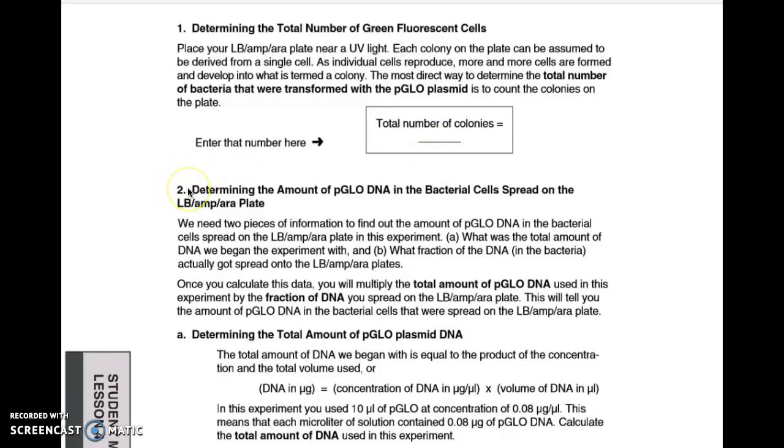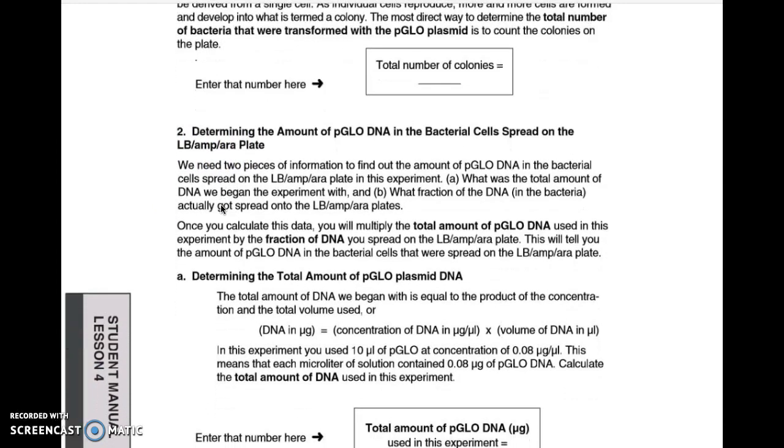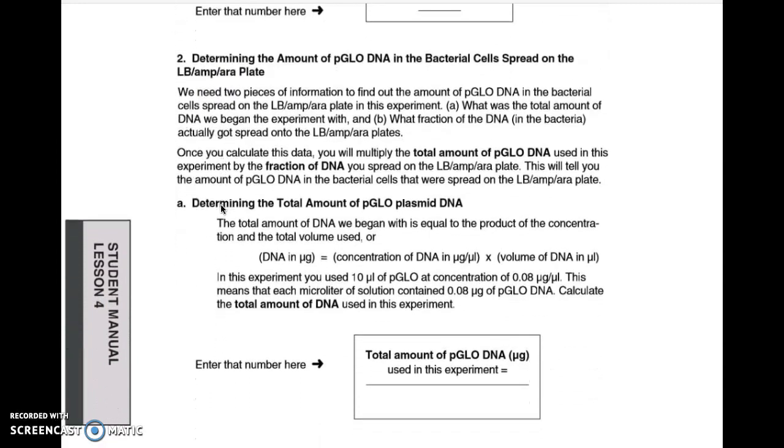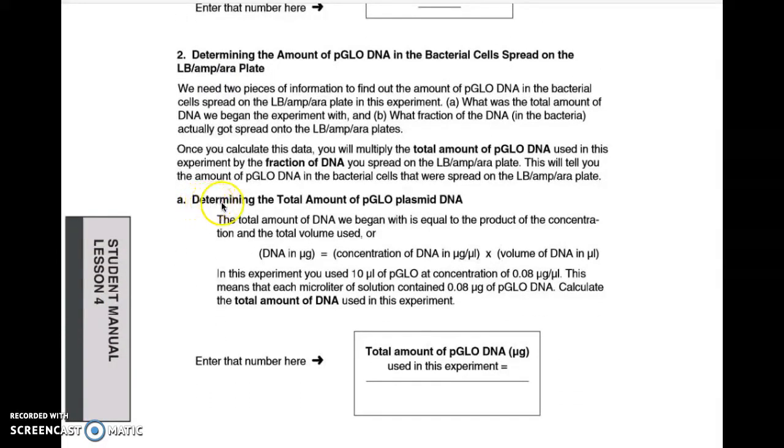Number 2, remember, is we're calculating the denominator of that transformation efficiency equation. So we have to figure out how much pGLO we put on that particular plate. In this particular case, we're looking at the LB amp ara plate. So it requires 2 different pieces of information. The first thing we have to do is figure out how much total pGLO plasmid you had in each lab group. Not total for the class, but just total for your lab group. So how do we figure that out? Well, we're actually going to get the numbers right from your procedure.